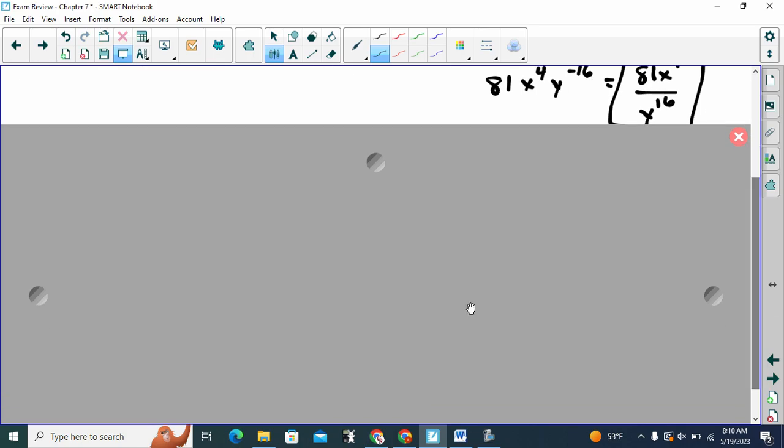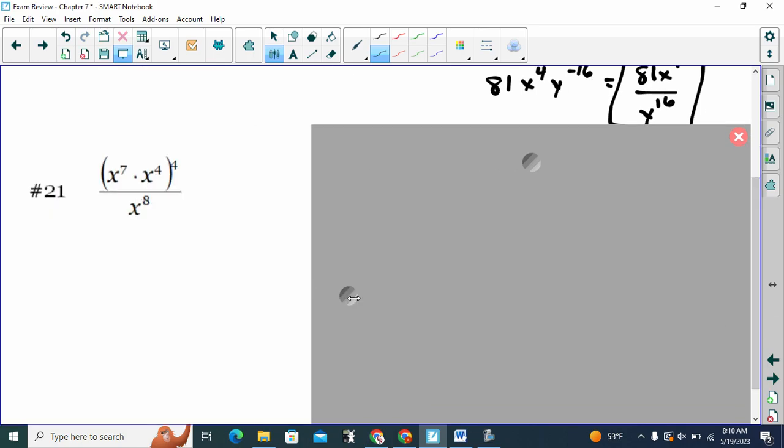Number 21, x to the 7th times x to the 4th, in parentheses, all to the 4th, divided by x to the 8th.